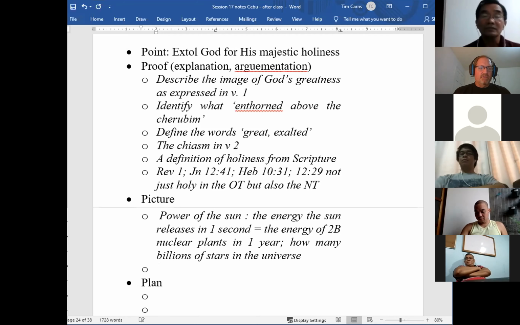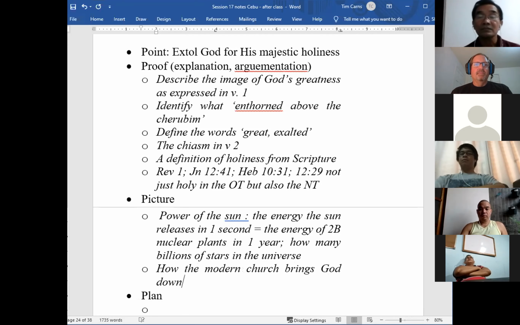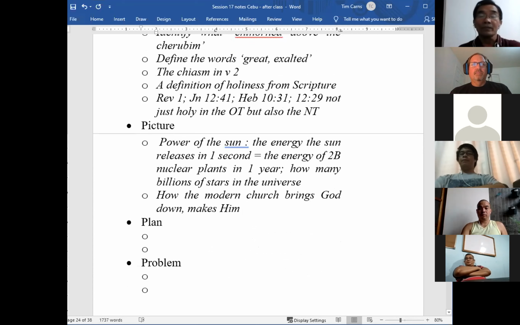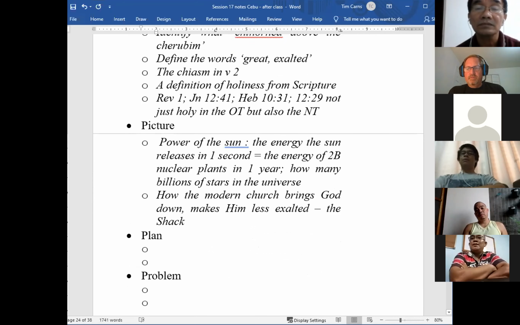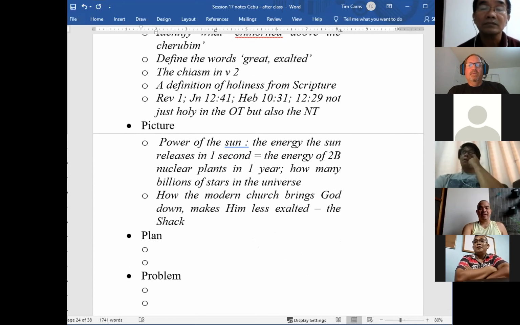Or maybe think of an illustration of how the modern church brings God down, makes him less exalted. Right? Books like The Shack. You guys familiar with that book, The Shack? There's a movie too. Yeah, the woman God. See, that might be an illustration.